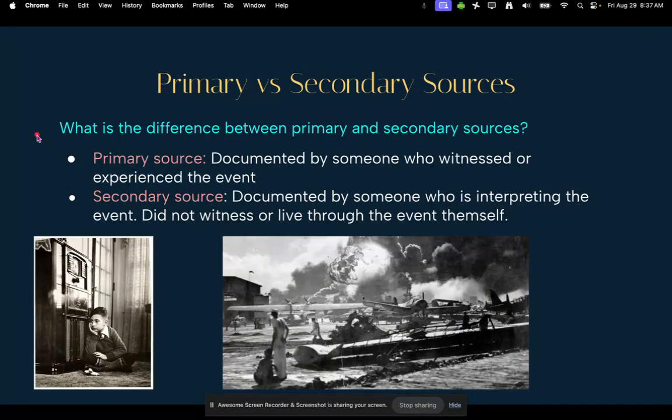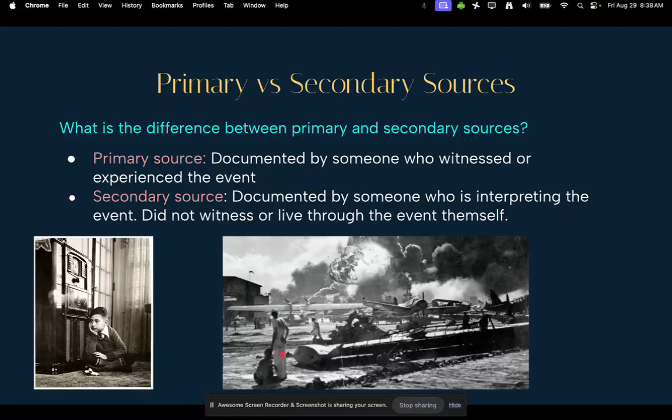All right, so a primary source is documented by someone who witnessed or experienced the event. A secondary source would be documented by someone who is interpreting the event. So they did not witness or live through the event themselves. So, for example, here's my World War II example. This soldier right here, he is at Pearl Harbor. He is witnessing the event. If he went and wrote a book or told his family about what happened, he would be a primary source because he was there. He was there living Pearl Harbor.